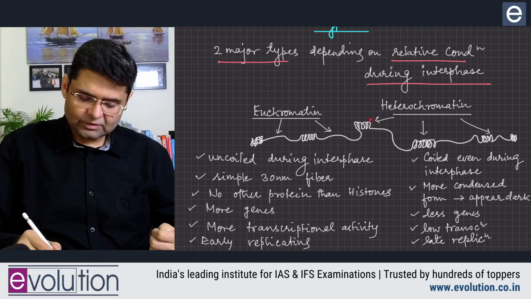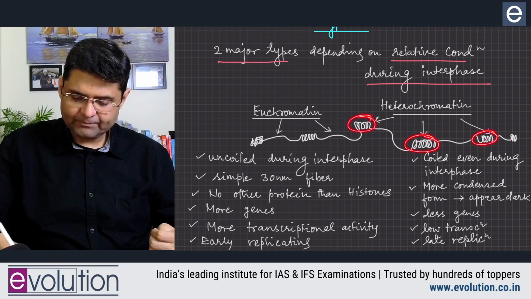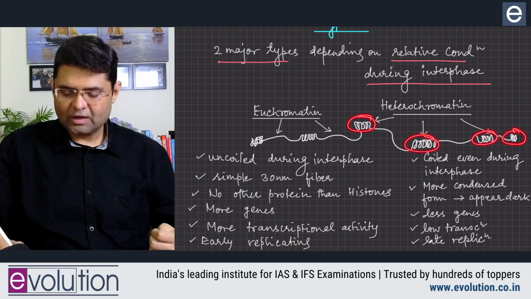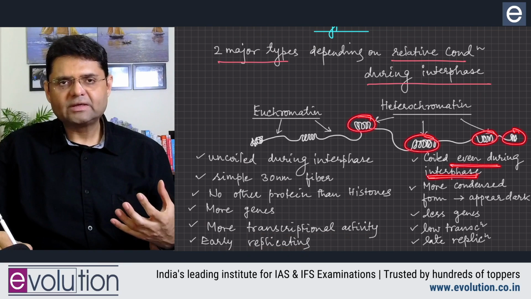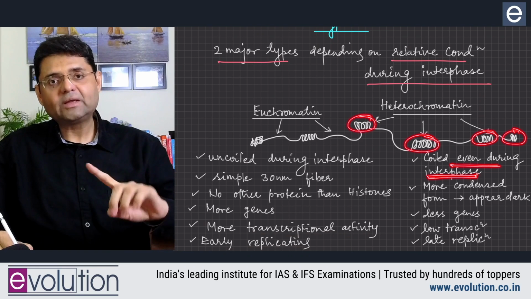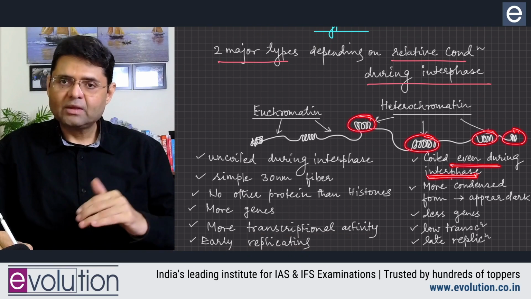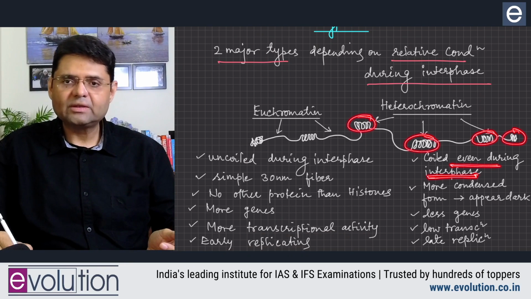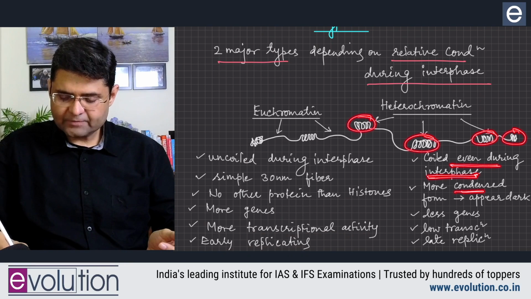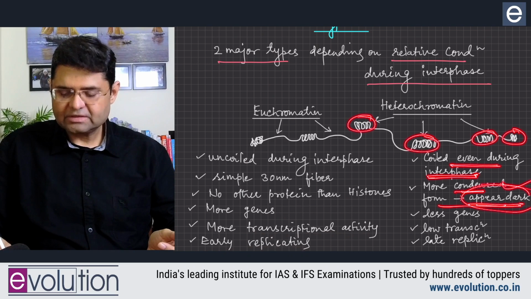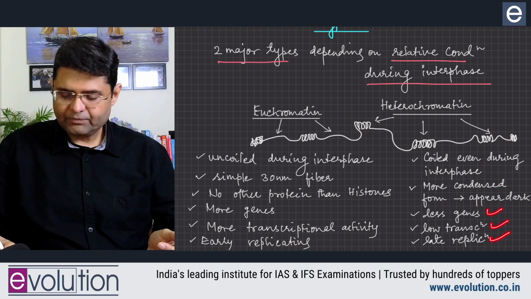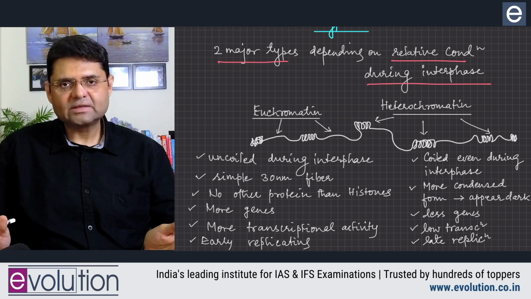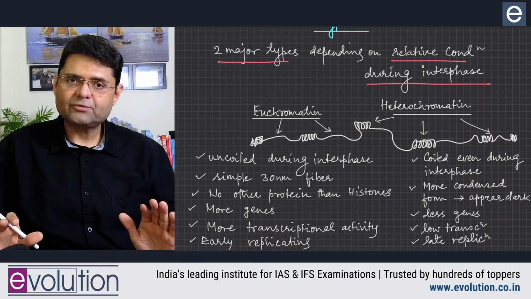On the other hand, if you notice, this is heterochromatin. What happens is that it is coiled even during interphase, while euchromatin is not coiled during the interphase. Euchromatin will coil, but during the M phase, not during the interphase. But heterochromatin remains coiled even during the interphase. It is more condensed, and because of this, it appears dark since it is a condensed form. It has fewer genes, low transcription, and late replication. These are the types. We are done with the first part of the answer.